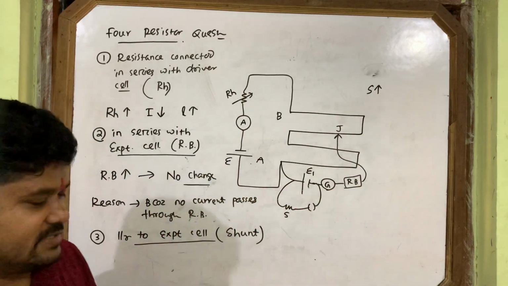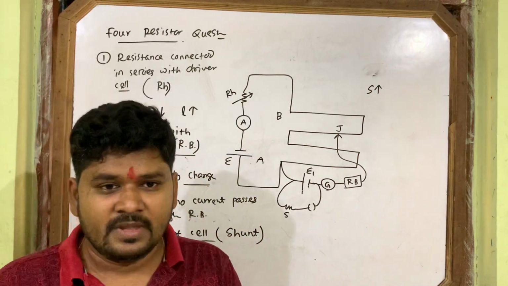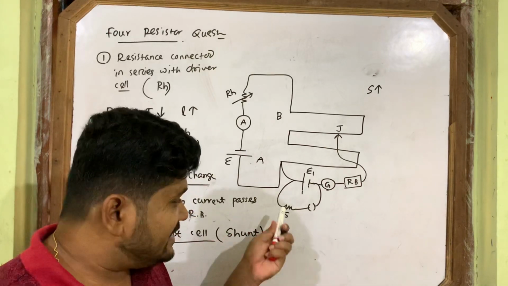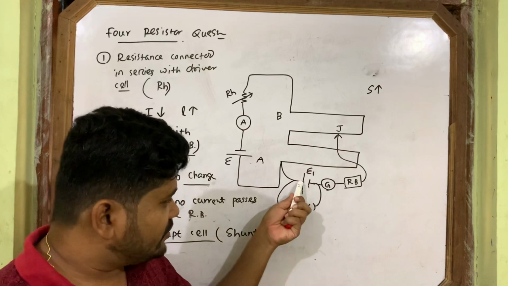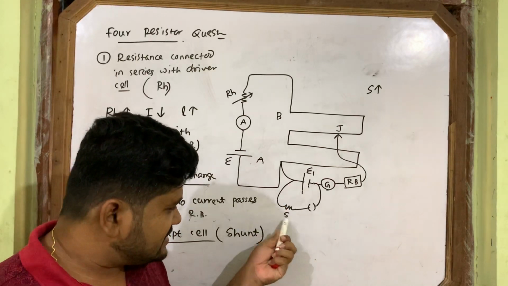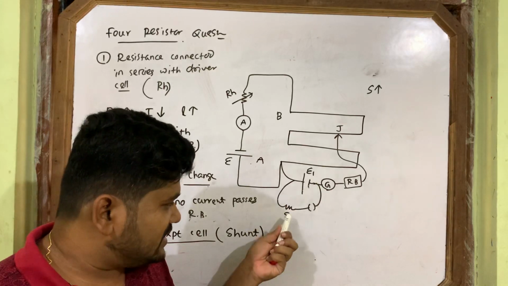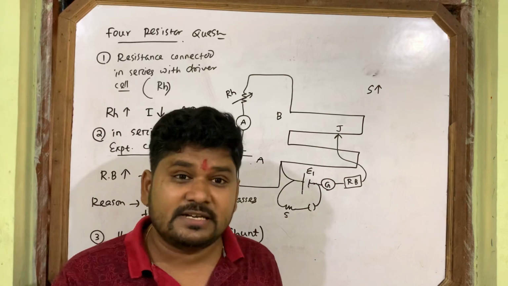This resistance increases. What happens to the balancing length? What happens to the null point? If this resistance increases, the potential difference increases between the two terminals of the cell as well as across this shunt. What is the potential difference between two terminals of the cell? That is the potential difference across the shunt. If this resistance increases, potential difference increases.